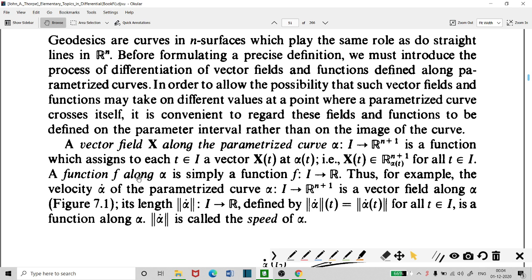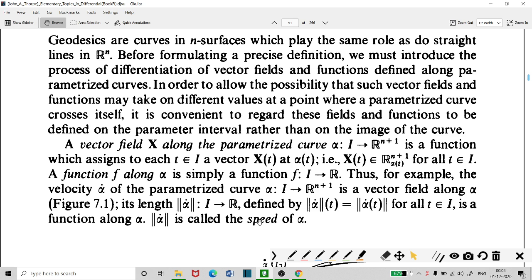Now a function f along alpha is simply a function f from I to R. These are examples of a vector field and a function. If you consider a parameterized curve alpha from I to R^(n+1), then the velocity vectors give an example of a vector field along alpha. This alpha dot defines a vector field along alpha, and the norm of alpha dot, which gives its length, defines a function along alpha.